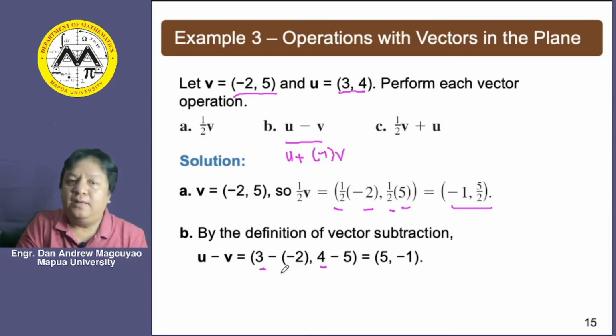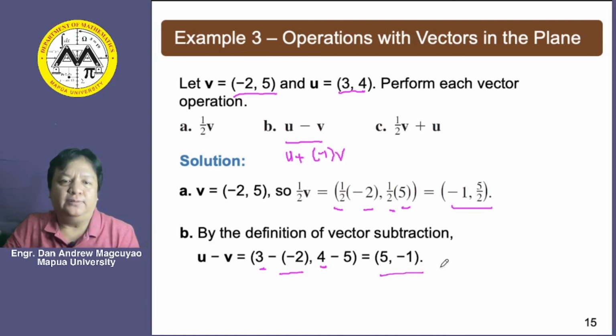And then the negative of negative 2 and then minus 5. So that would be 5, negative 1.